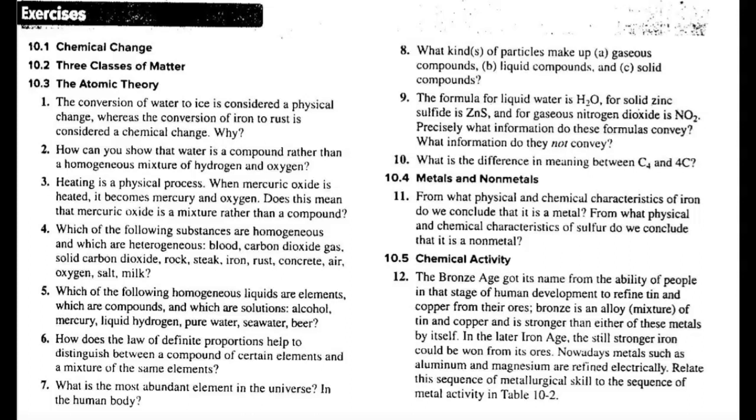What they do not convey is how difficult it is to produce these compounds, or what's the yield factor. How long does it take you to produce them? So the formula merely indicates the ratio, I say again, but doesn't say anything about the yield factor or the difficulty in making them. The last one is, what is the difference in meaning between C sub 4 and 4C?